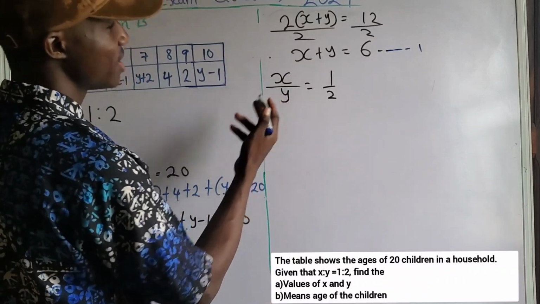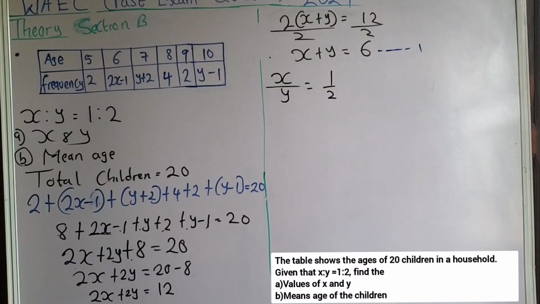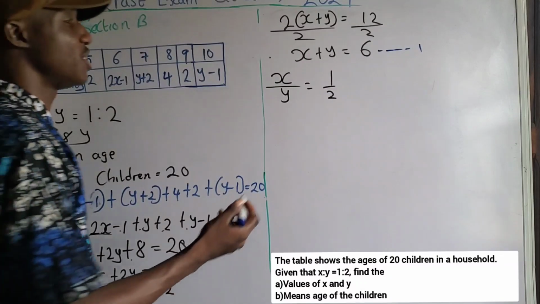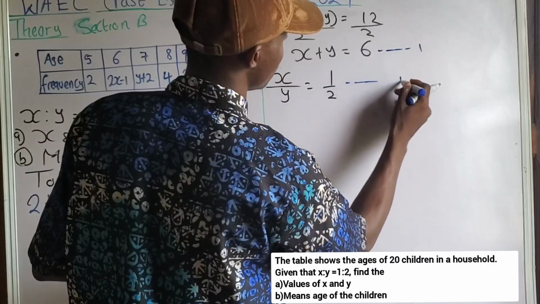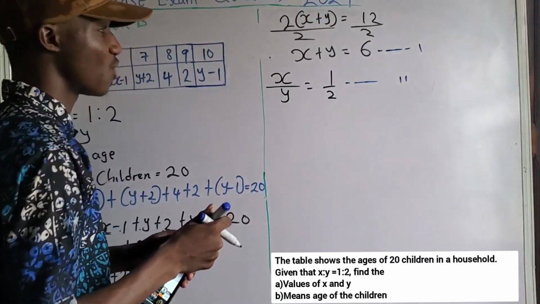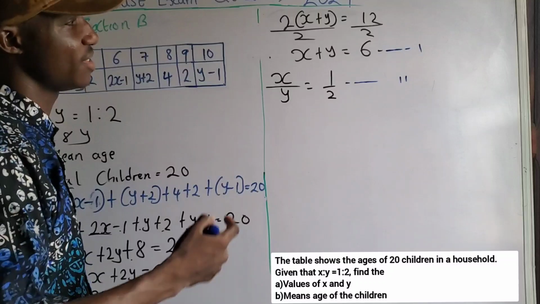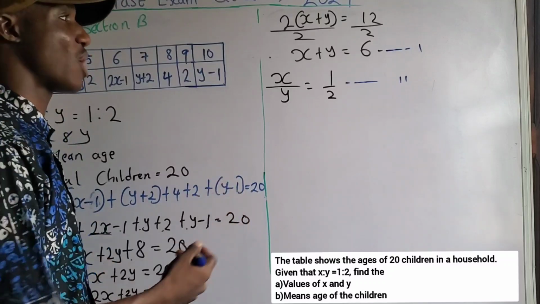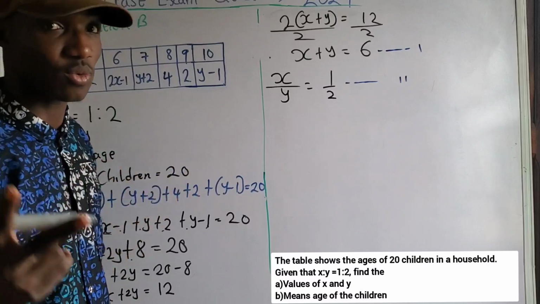Now, from this, we can make either x or y the subject of the formula. Let's call this one equation 2. Now, we have equation 1 and equation 2. We can make one the subject of the relation and then substitute it into equation 1 to get the value of one of the unknowns. We have two unknowns, right, which are x and y.